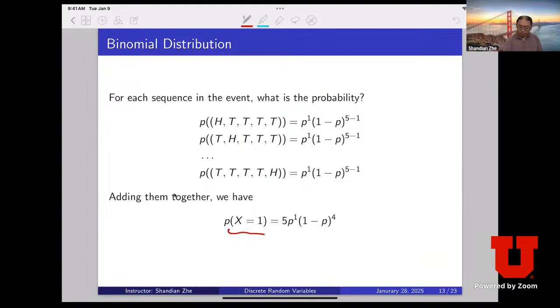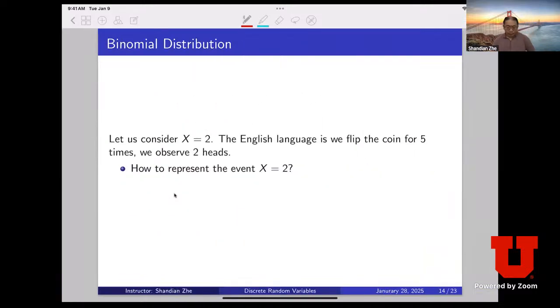Okay, so now let us extend this case, right? Let us consider x equals 2, right? X equals 2 means we flip the coin 5 times and we observe 2 heads, right? And we want to compute the mass function at 2, meaning that we want to compute the probability of the event defined as x equals 2, right?